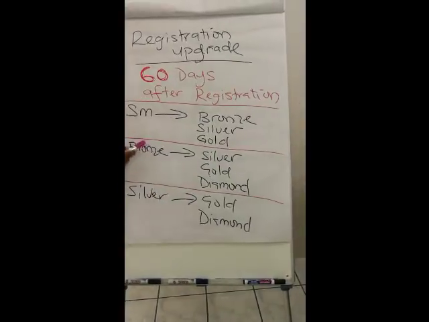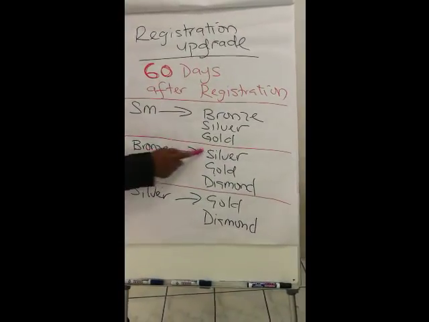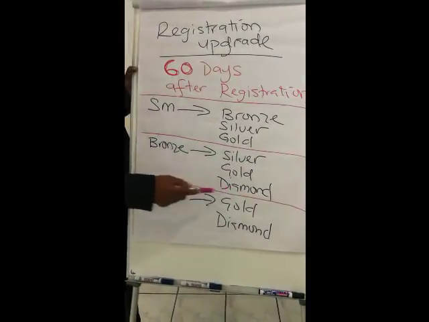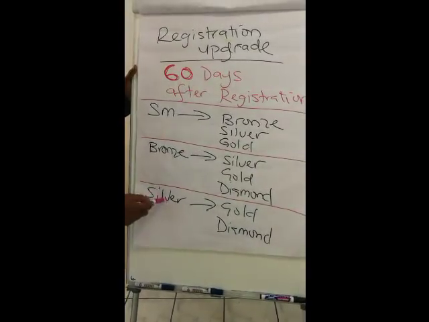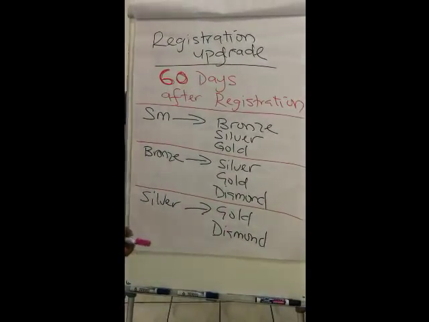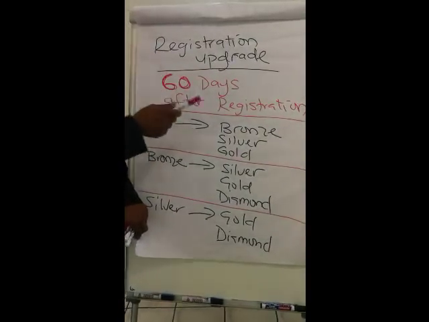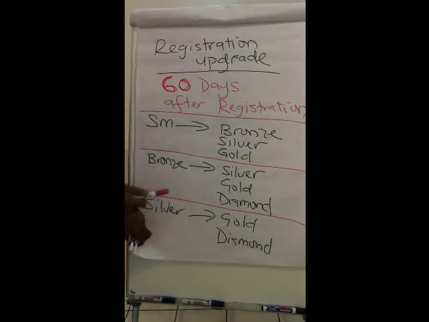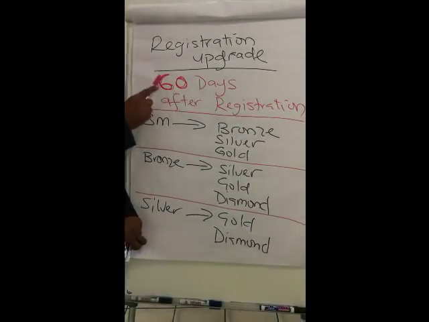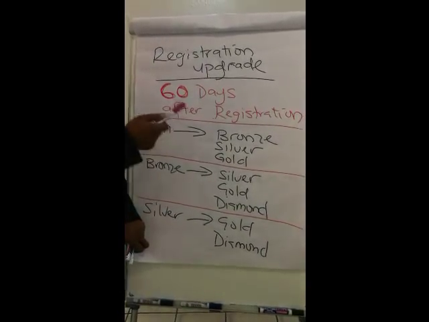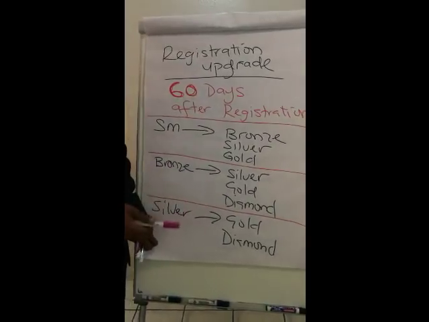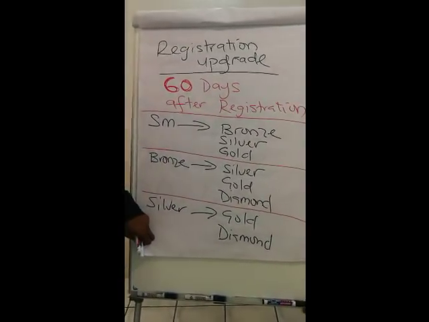Not going to happen. But if you are at bronze level, you can easily upgrade to silver, gold, and diamond. And then, of course, if you're in silver, you can go straight to gold and diamond. That's about the registration upgrade. And remember, if the 60 days elapses, that's it. You're stuck at senior member, bronze, or whatever level for life until Jesus Christ comes.